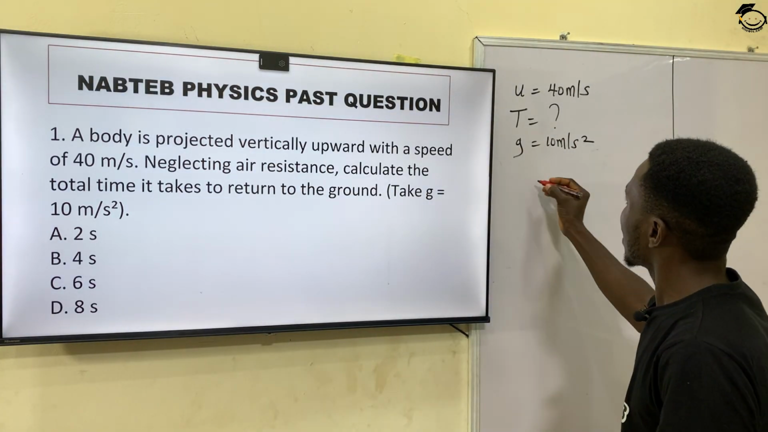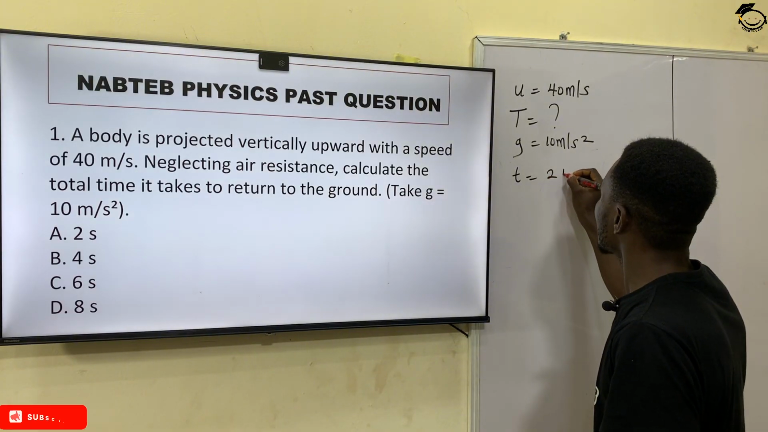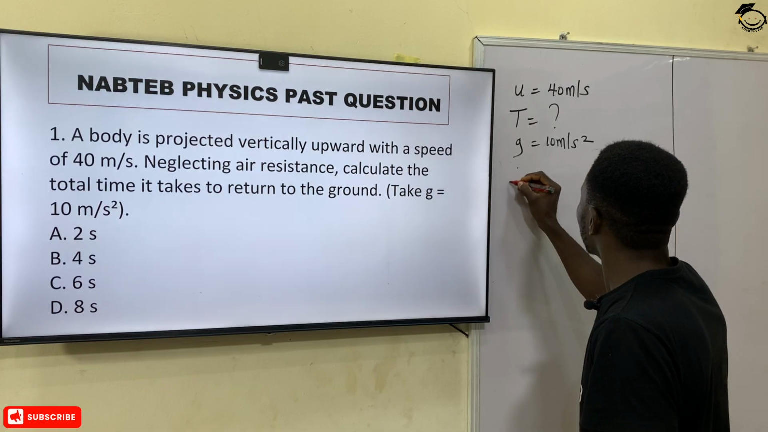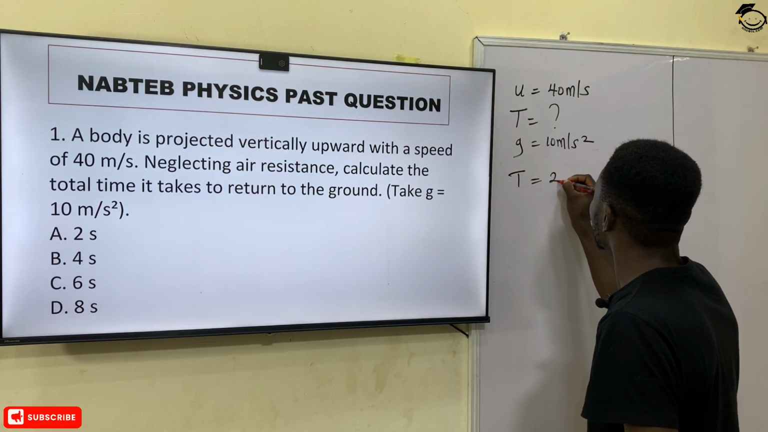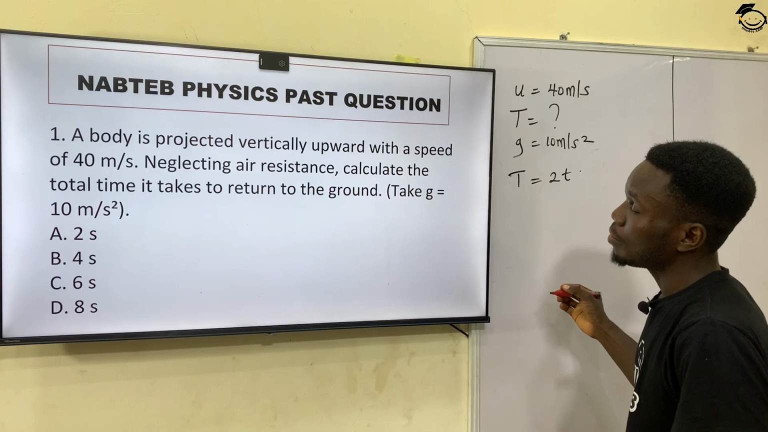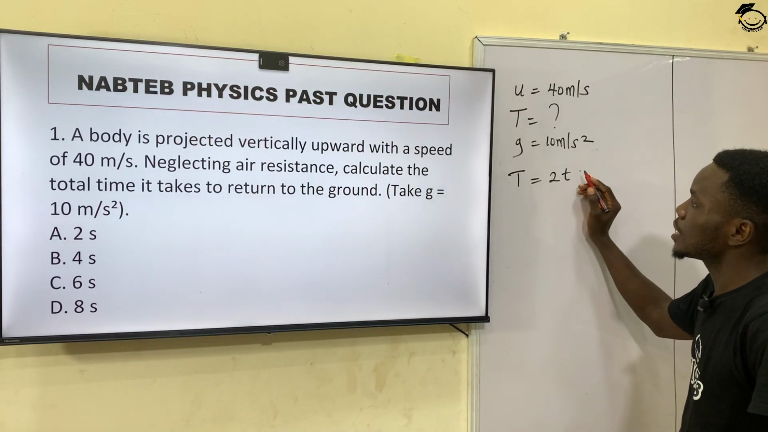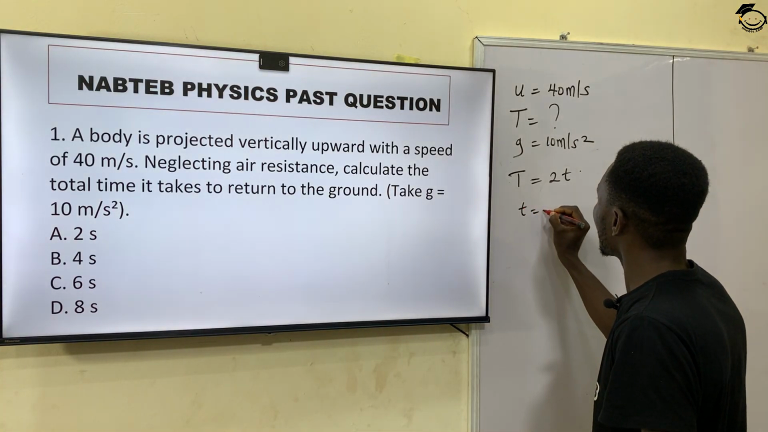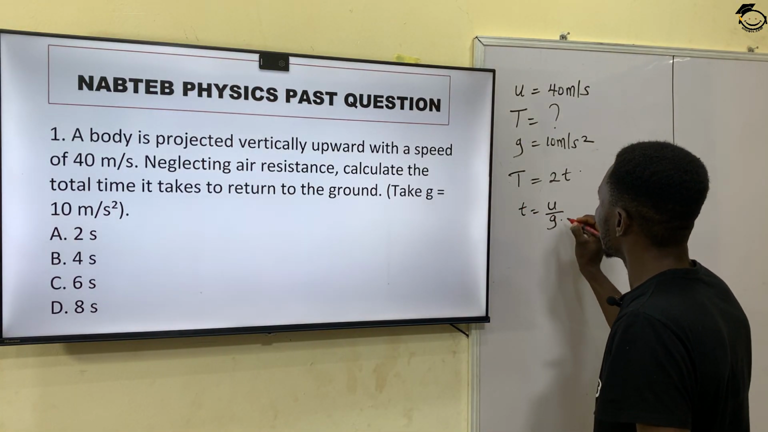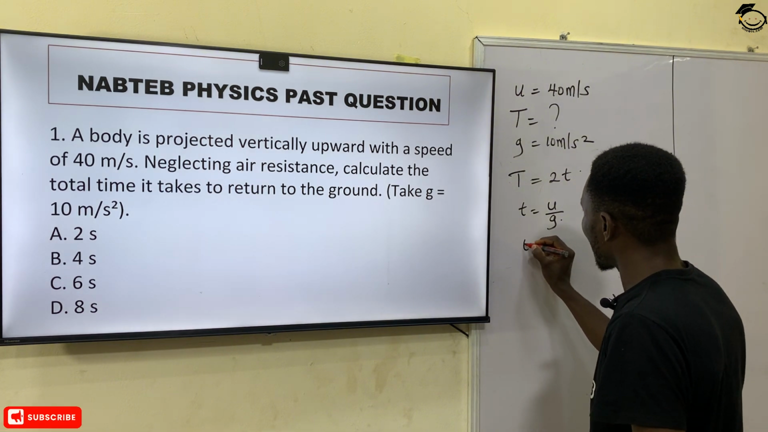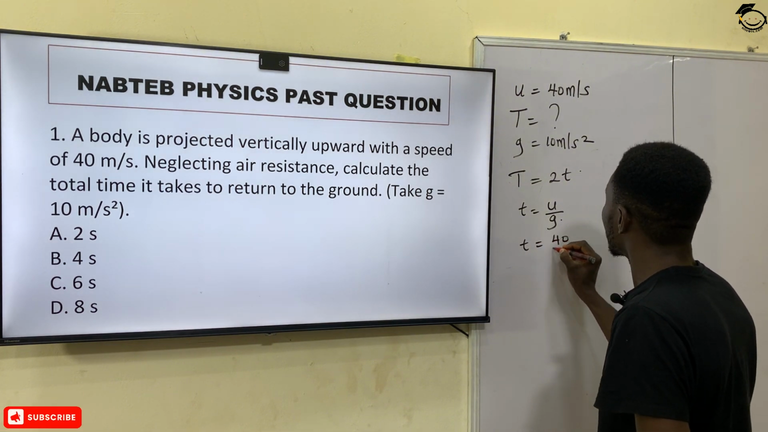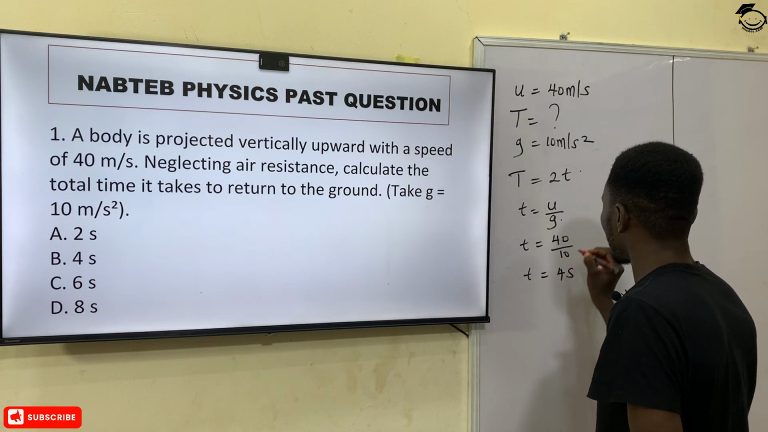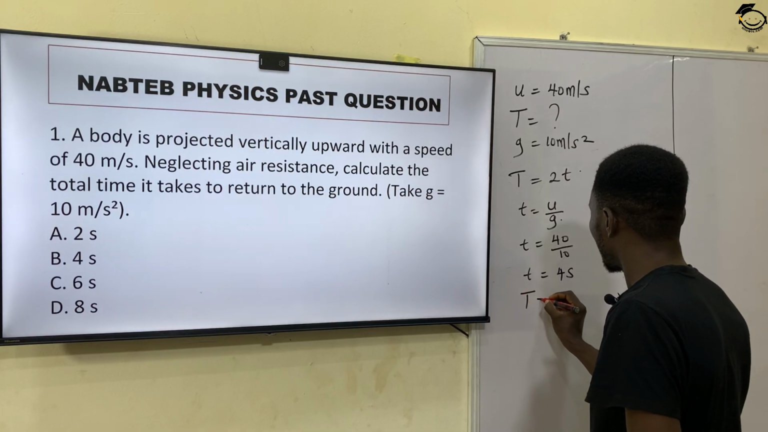So we know that our time of flight is equal to 2 times the time taken. Our time of flight, T, is equal to twice the time taken for the ball to get to maximum height. The time taken is supposed to give us u over g. So my time taken is 40 divided by 10, which gives me 4 seconds.